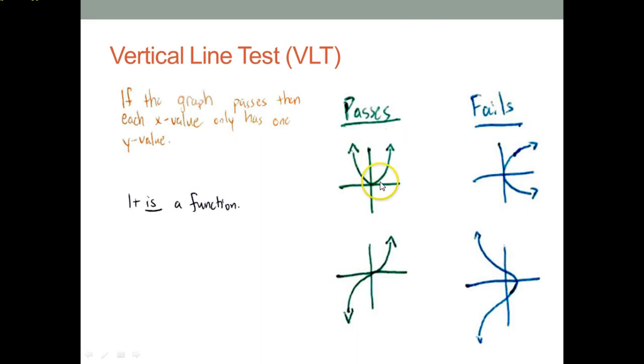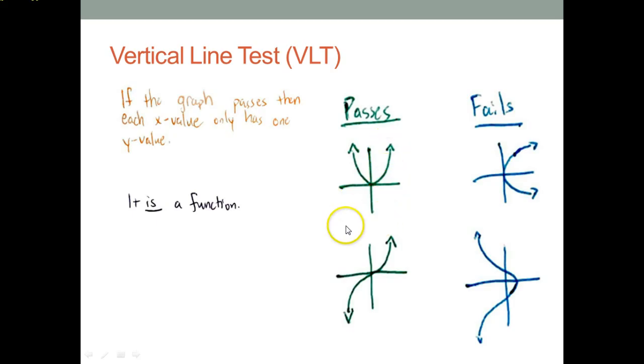So if I'm looking at the green side on the left, I'm going to draw a line with my mouse, and as you see, anytime I draw a vertical line, I can only intersect one point on the graph.